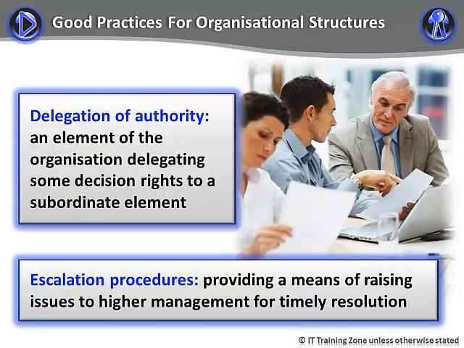Other good practices for organizational structures are delegation of authority. This refers to an element of the organization delegating some decision rights to a subordinate element. Usually, it involves a manager empowering a subordinate to make decisions, often related to a particular task. The manager, though, retains accountability. Successful delegation can reduce delays by speeding up decision-making. It can also reduce costs by freeing the manager for other tasks. Escalation procedures. This refers to providing a means of raising issues to higher management for timely resolution. Examples of when this might be necessary include scope issues, major trade-off decisions, and serious resource conflicts.